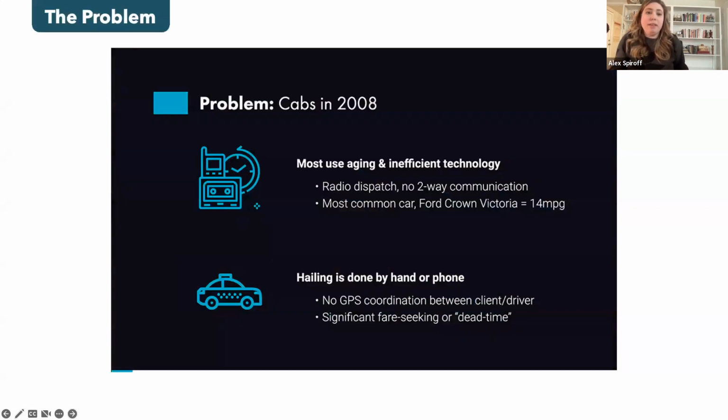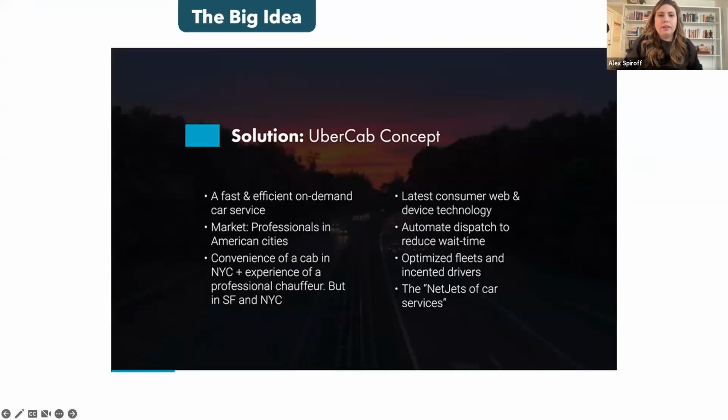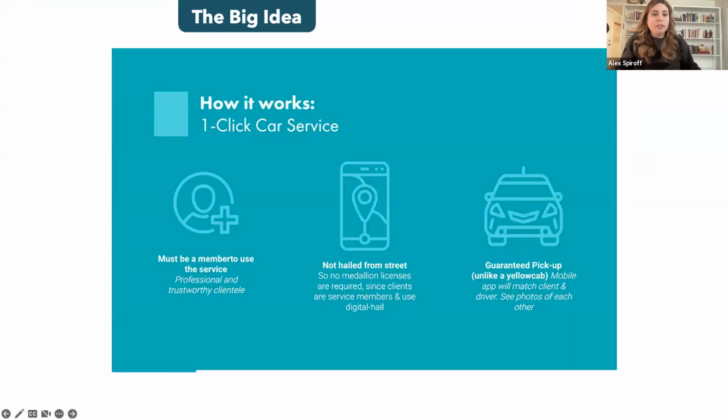So they start by framing their problem, right? Problem is cabs in 2008, using aging, inefficient technology, hailing done by hand or phone, and then also the problem in the taxi industry in terms of the medallions being required to drive a taxi, the cost of those, and then what that means for consumers when they're trying to hail taxis. Their big idea, obviously, we all know, is Uber, initially called Uber Cab. And so they lay out here their solution, fast, efficient, on-demand car service, and give high level bullet point details about this.